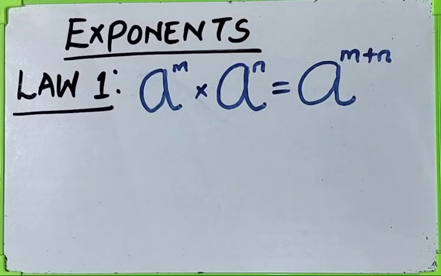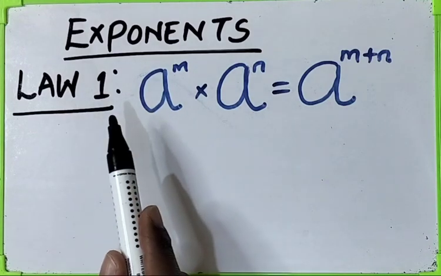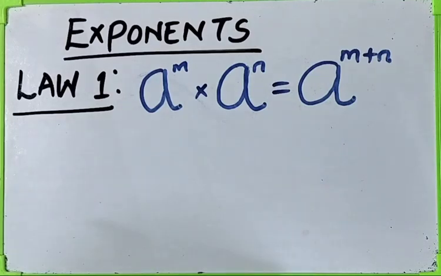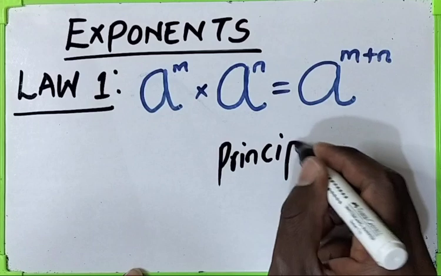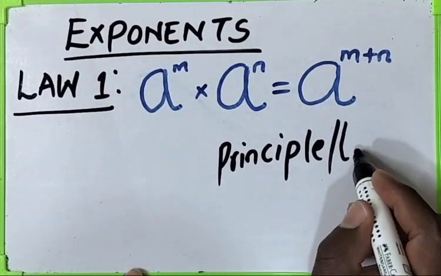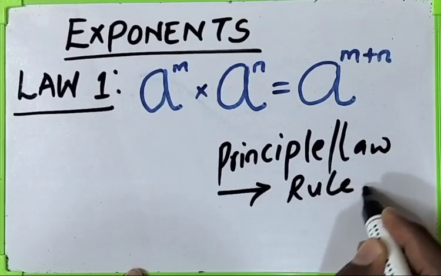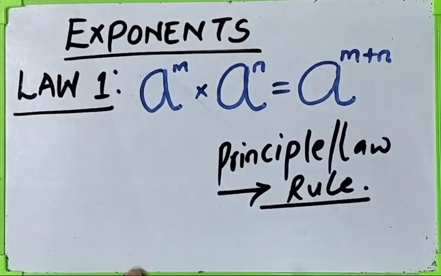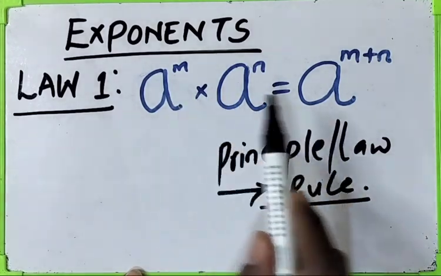Look at what I have written for you here. This is our first principle or first law. And when we talk about principle or law, we mean rule. So this is like a formula on how we shall be handling exponents of this nature.